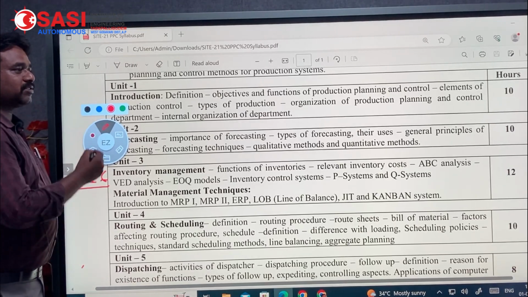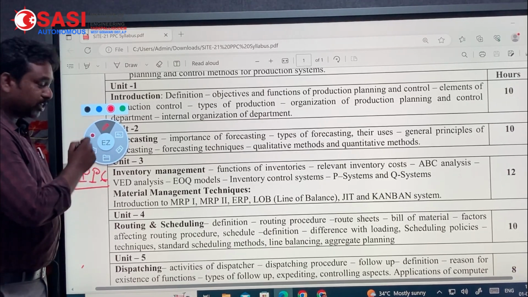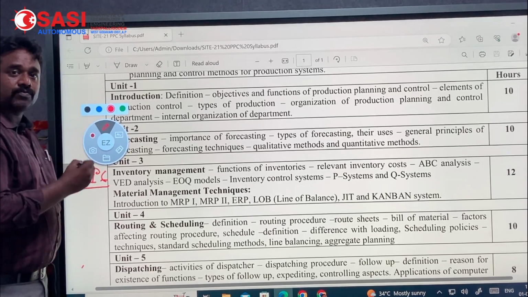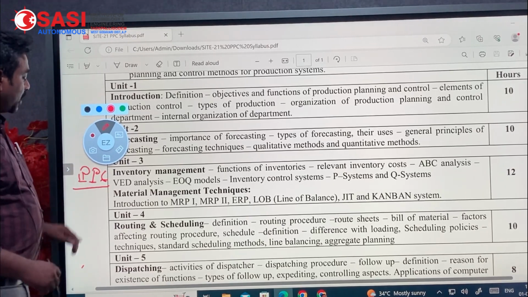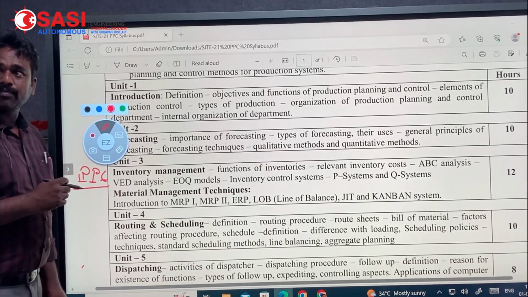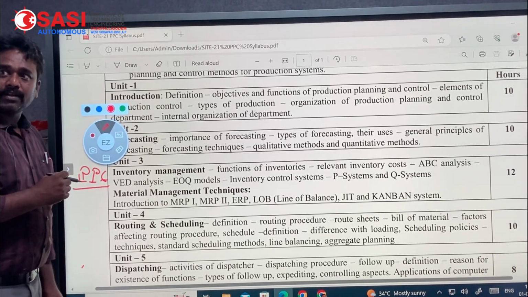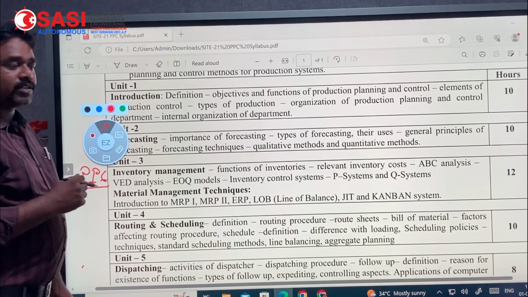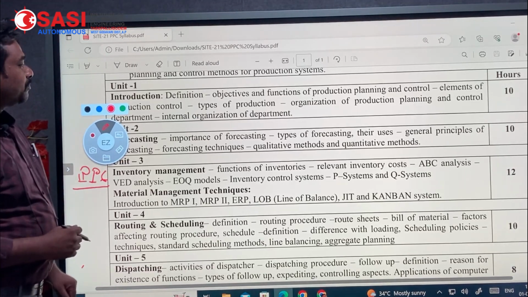What are the various stages of work that are included? They need to plan accordingly, step by step. And controlling comes in: whether those activities are being carried out according to the planned things or not.